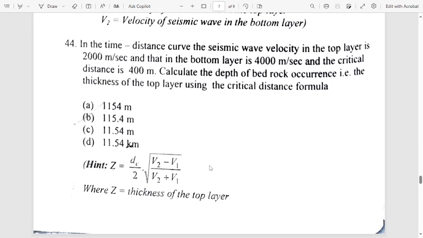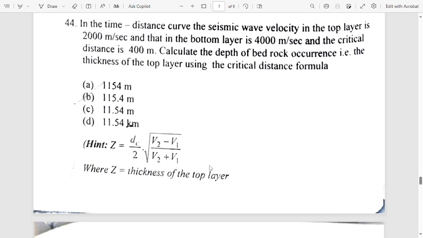In the time distance curve, the seismic wave velocity in the top layer is 2000 meters per second, and that in the bottom layer is 4000 meters per second, and the critical distance is 400 meters. Calculate the depth of bedrock occurrence, that is the thickness of the top layer, using the critical distance formula, that is 115.4 meters.